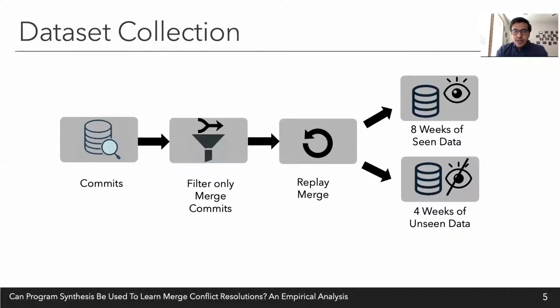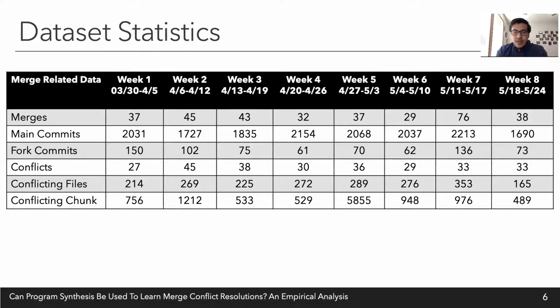In the data collection step, first we identify the merge commits by filtering the commits with two parents, one from the main branch and one from the fork branch. Next, we replay the merge commits to obtain the conflicting files for each merge commit. Along with the conflicting file, we store the resolved version of each conflicting file. We have two datasets. One has been used for the empirical evaluation as well as for training the tool. The other is four weeks of data on which our approach has been tested.